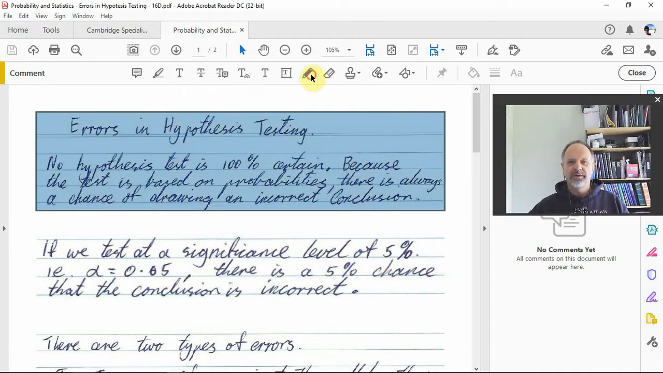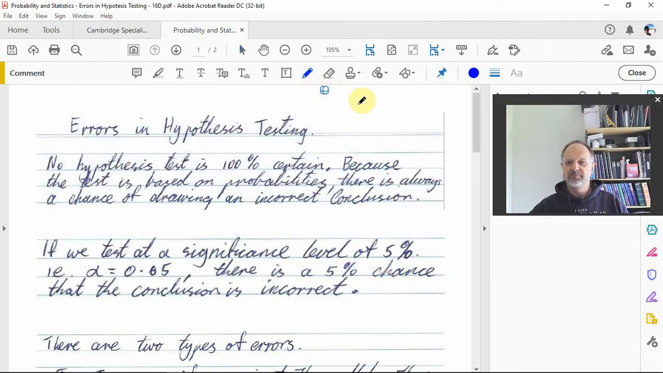All right, so today we are up to the last part of the hypothesis testing, also the last part of the probability and statistics, and the last part of the special course, so very significant this lesson. All right, so errors today.